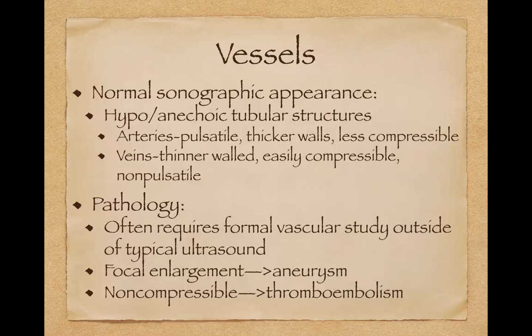Moving on to vessels. The normal sonographic appearance of vessels, of course, is hypoechoic or anechoic tubular structures. Arteries are pulsatile, thicker walled, and less compressible. Veins are thinner walled, easily compressible, and non-pulsatile.